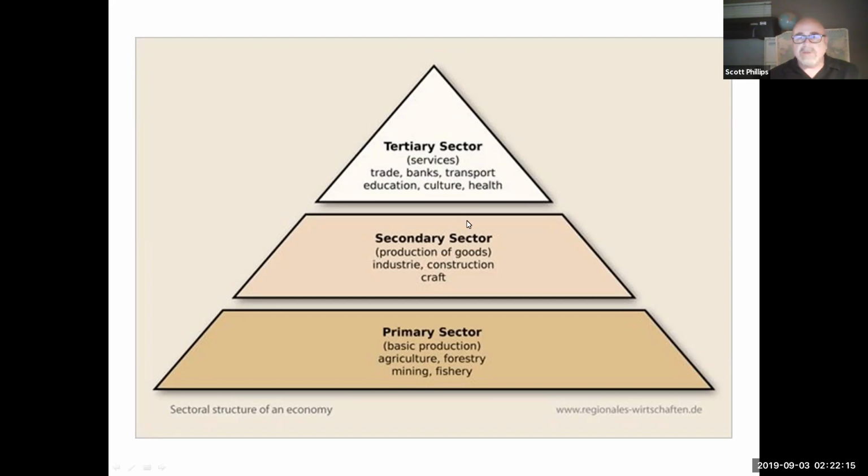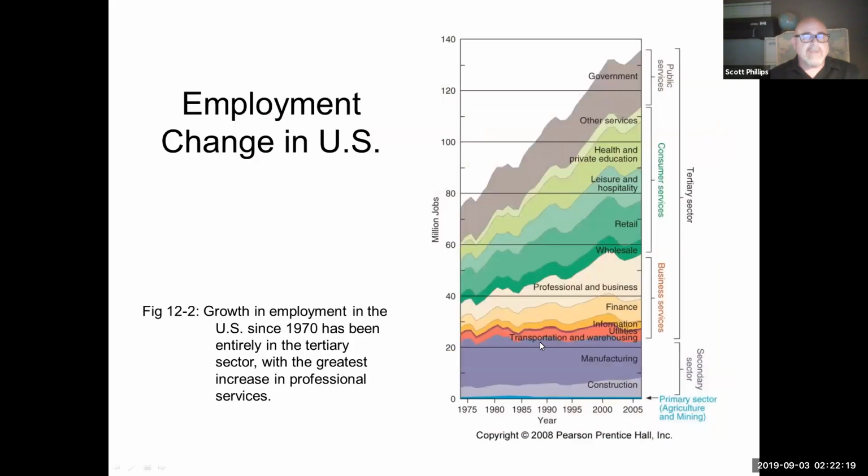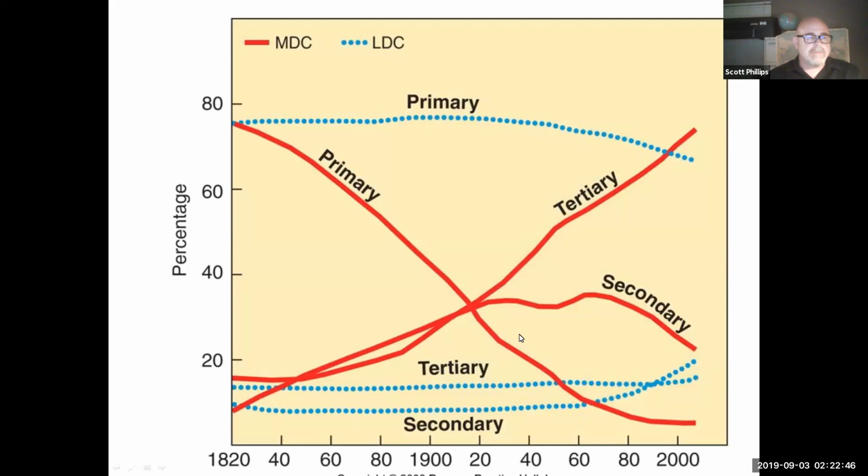That's also true in North America overall, that if you look at the growth of jobs and how jobs have changed over time, most people in North America work in that tertiary sector, either in public services or consumer services and so on. And a lesser amount of people work in secondary industries like manufacturing and construction, and very, very few people work in agriculture or other primary industries. Now that's changed over time.